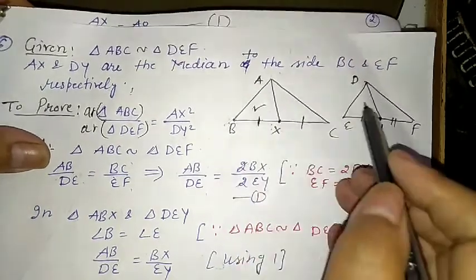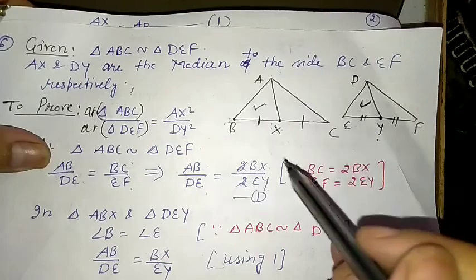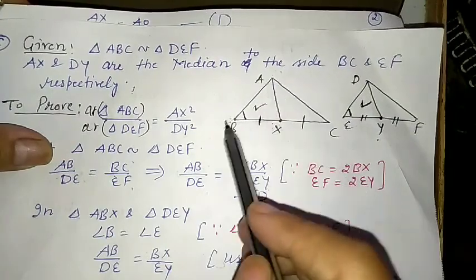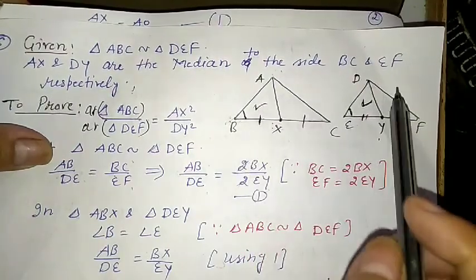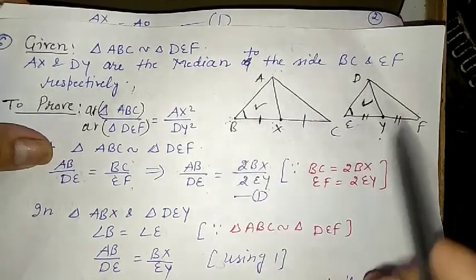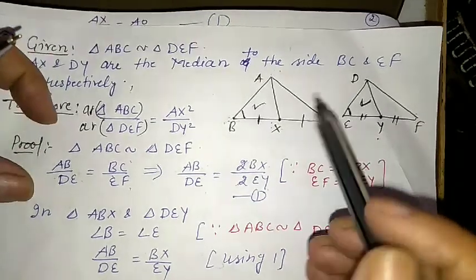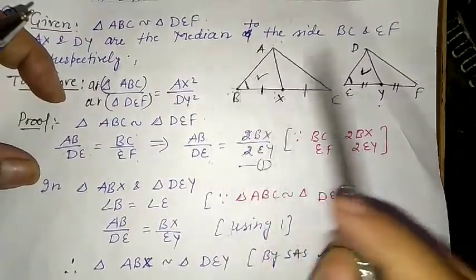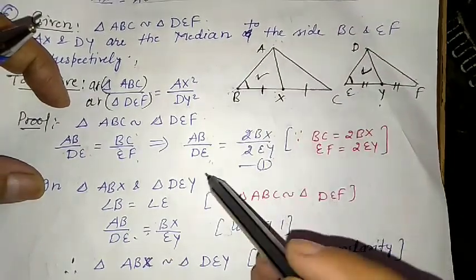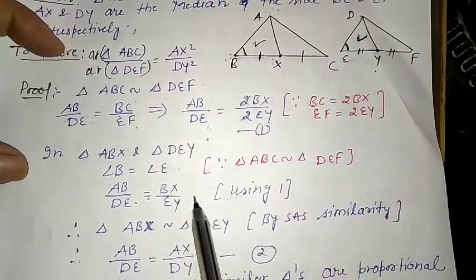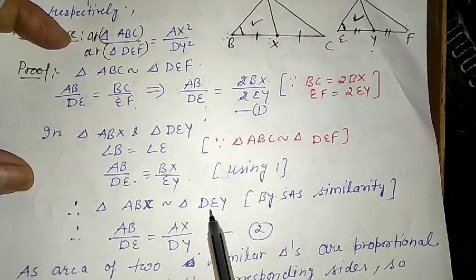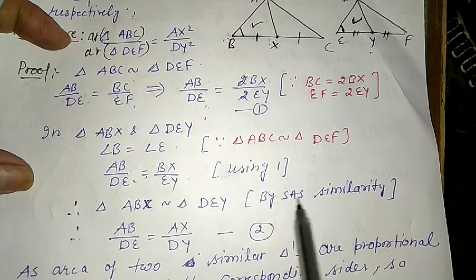Now we will take these two triangles, ABX and DEY. Angle B is equal to angle E, because B is part of triangle ABC and E is part of DEF, and ABC is similar to DEF. So angle B is equal to angle E. Now from the first equation, AB upon DE is equal to BX upon EY. So by this angle and the ratio of sides, triangle ABX and triangle DEY are both similar by SAS similarity.